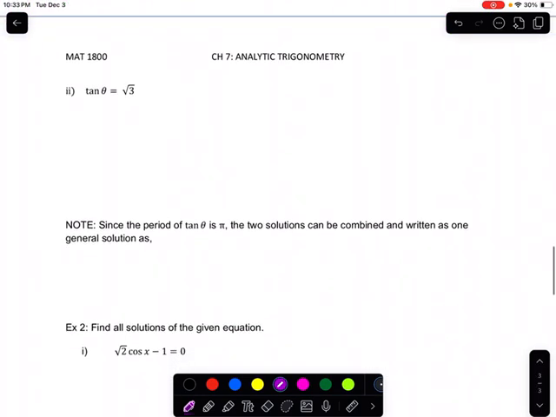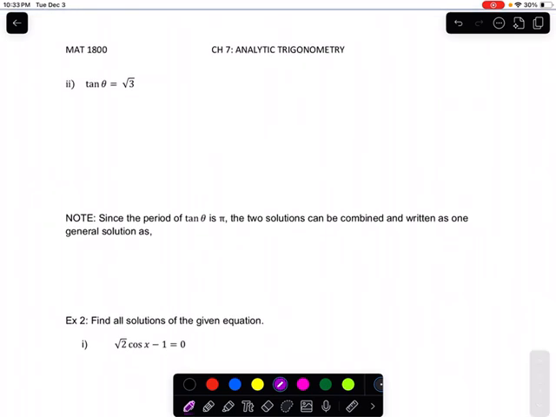Okay, and here is another example. Now this is for tangent of theta. So now it says tangent of theta is equal to square root of 3. So we have to go back now and think which angle has this situation. If you recall, sine of pi over 3 is square root of 3 over 2. Cosine of pi over 3 is 1 over 2. So tangent of pi over 3 will be square root of 3 over 2 over 1 over 2, which is square root of 3.